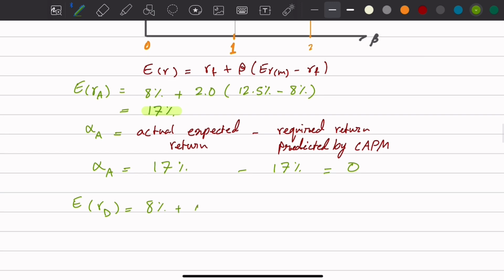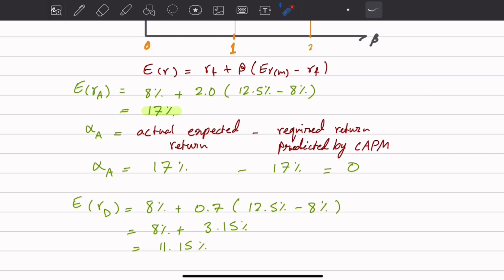Okay, so 0.7 multiplied by 12.5% minus 8%. That would be 8% plus 0.7 multiplied by 4.5. That's 3.15. Plus 8%. That is 11.15%. Okay.